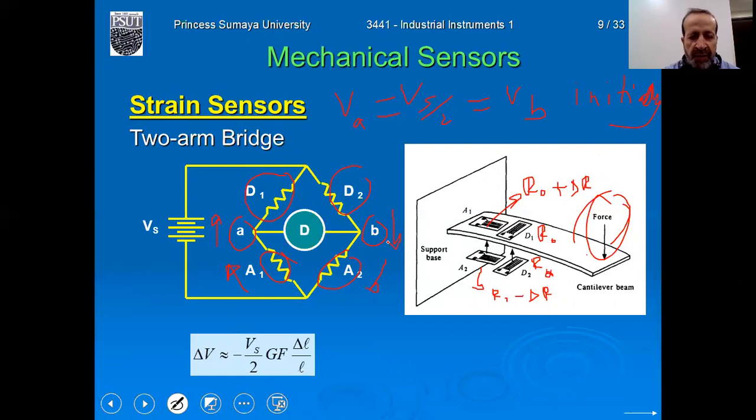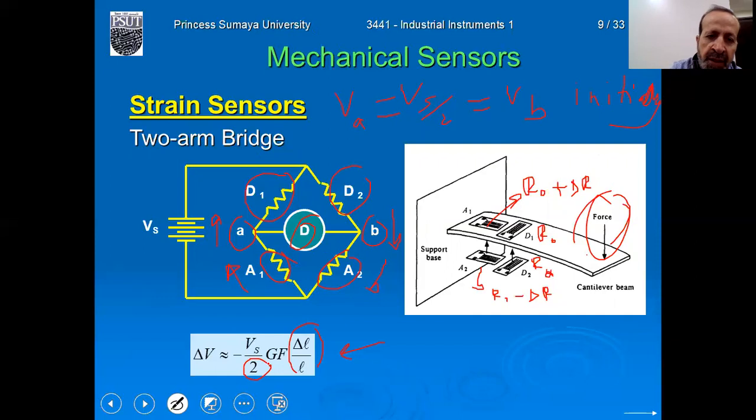If we derive the equation, it will be like this. Now delta V, which is here, the output of the Wheatstone bridge, is equal to minus Vs over 2 times gauge factor times delta L over L, which is the strain. Here we are dividing by 2. Before, in the quarter bridge, we divided by 4. Now we are dividing by 2, so this voltage is larger, double what we have from the quarter.